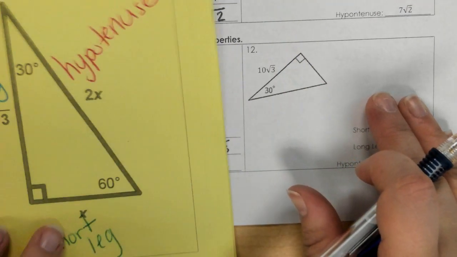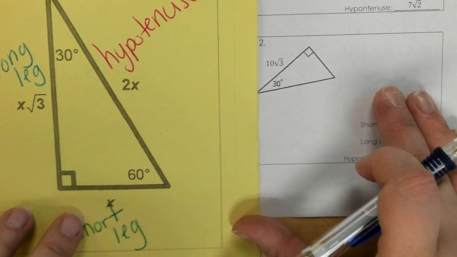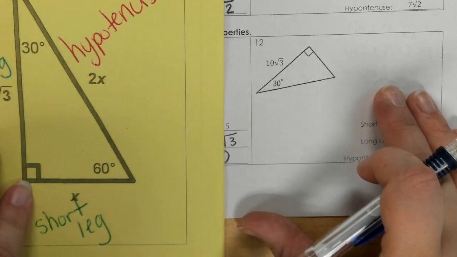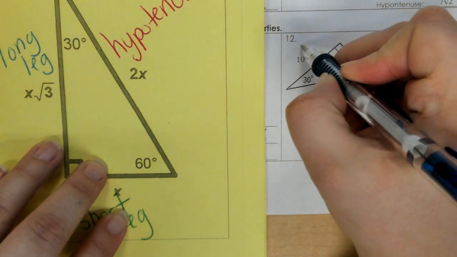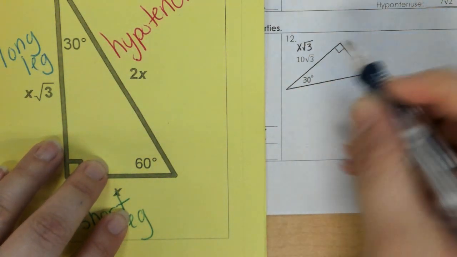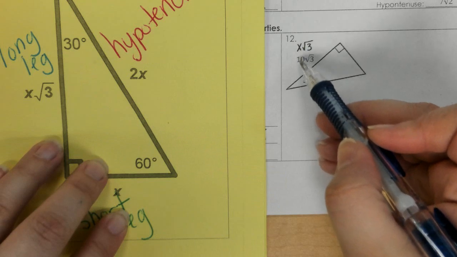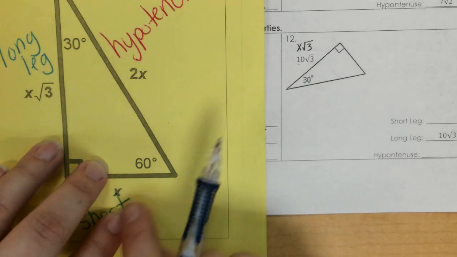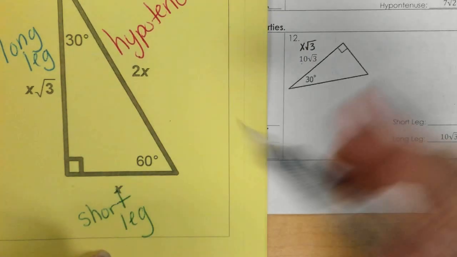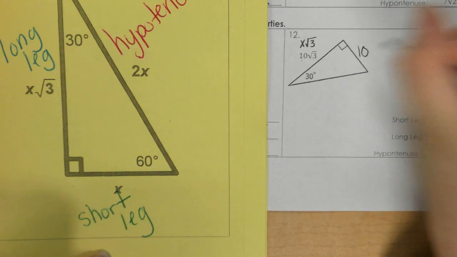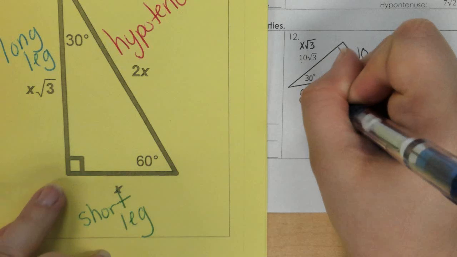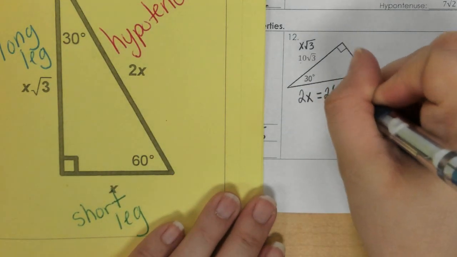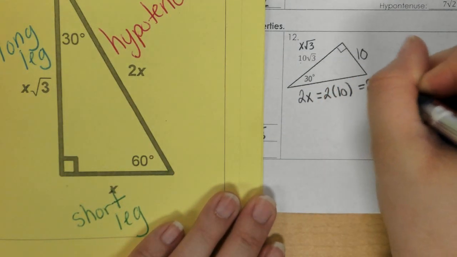For number 12, we are given that the long leg is 10 radical 3, which we know the formula is x radical 3, which means that x is 10. If x is 10, that's your short leg, x. And then your hypotenuse is 2 times x, which is 2 times 10, and that is 20.